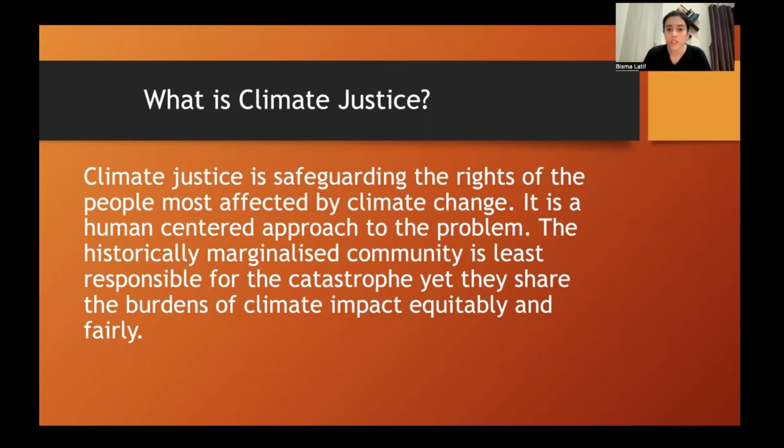We are untouched by floods. We are untouched by droughts. It makes no difference to us if there is excessive precipitation. But the people who live in rural areas, who rely on crops, livestock, and lands, since they don't contribute so much to this climate catastrophe, still they are reaping the burdens of climate impact equitably and fairly. Their loss is greater, although their contribution is minimal. They are displaced because of floods and droughts.